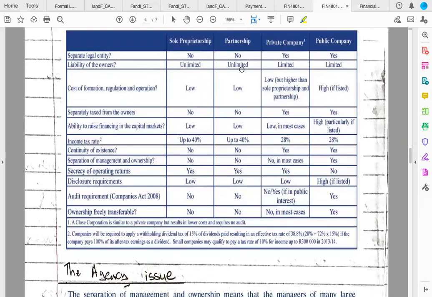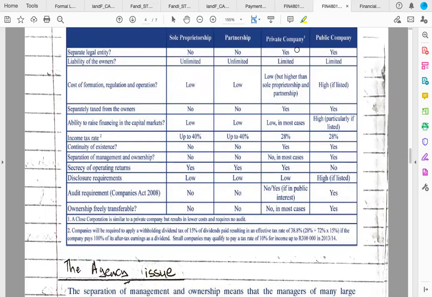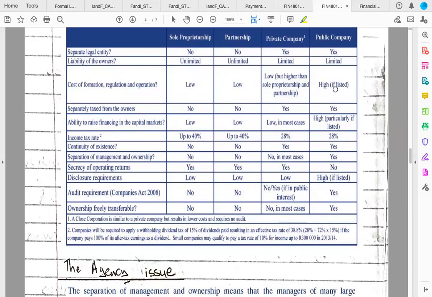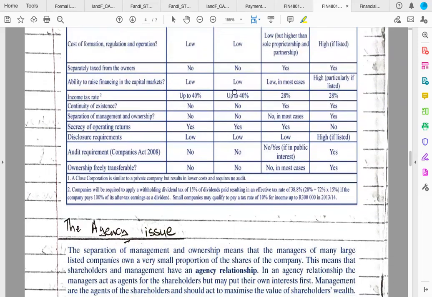The liability of the owners is unlimited under a sole proprietorship and partnership because of the form of legal entity. Whereas for a private and public company, the liability of the owners is limited because if you have any issues with the company, you take the company to court. But if you have any issues with a partnership or a sole proprietorship, you take the owners to court. Private companies and public companies have relatively high cost to set up, but for a public company, it's higher than a private company. Whereas proprietorships and partnerships have low cost and they don't have a lot of regulation.